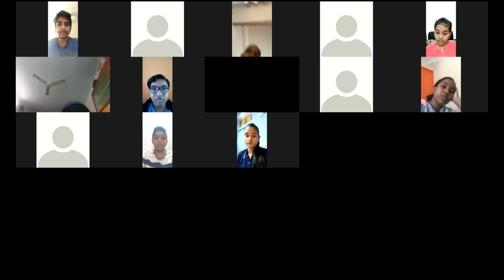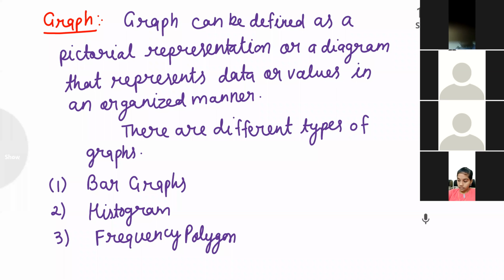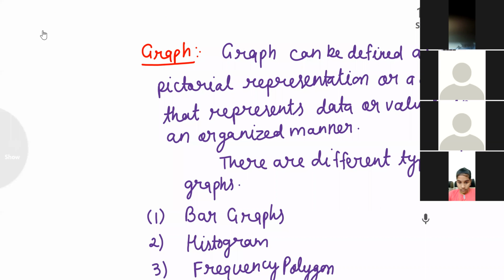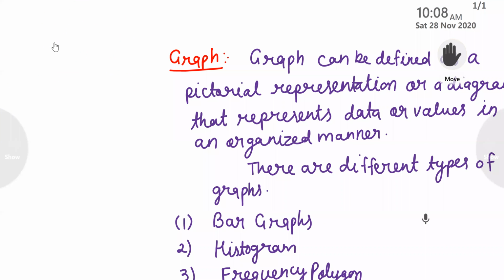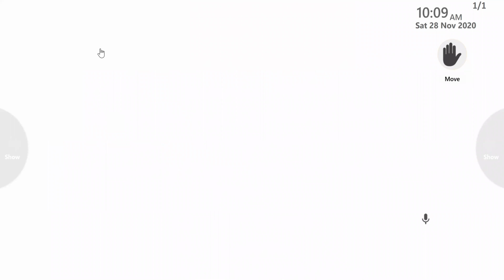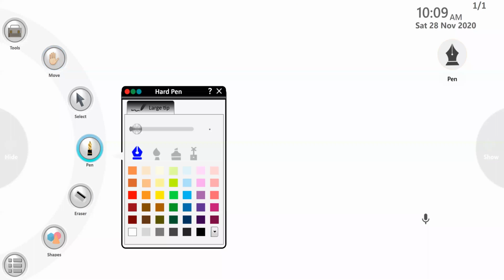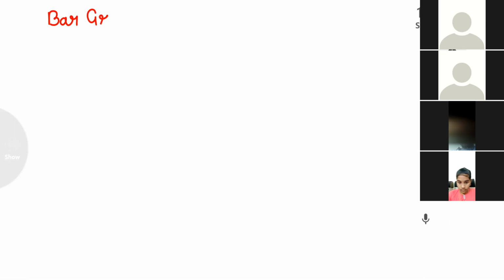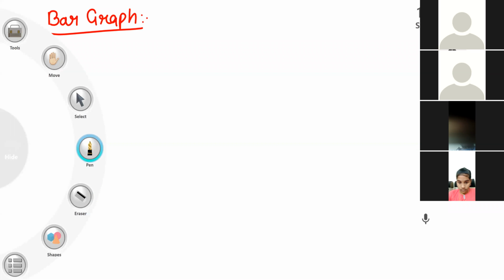On the left side, keep the heading bar graph. Students, each and every question in the bar graph you have to solve on the graph paper only. Don't write anything in the class notebook. Whatever figure you draw, whatever question we are solving, do it on the graph paper only. First keep the heading bar graph.